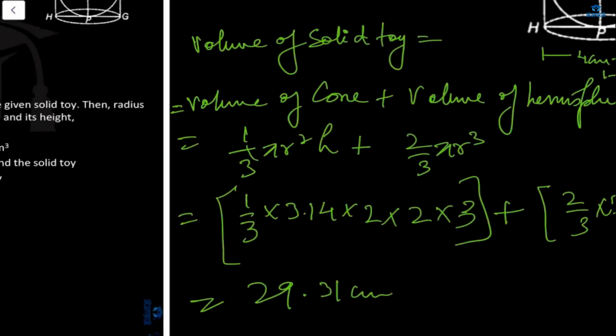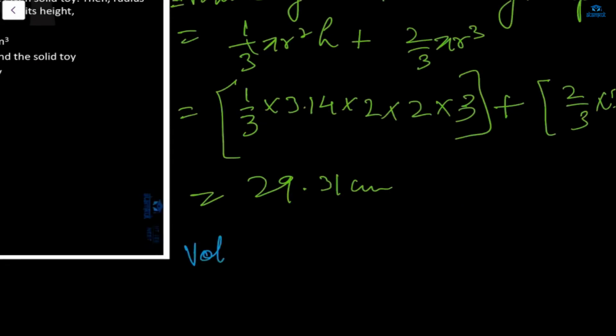Find the difference between the volume of the cylinder and the toy. So what will we use for finding out the volume of the cylinder? What is the volume of a cylinder? It is pi r square h.